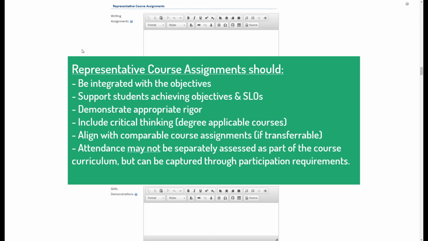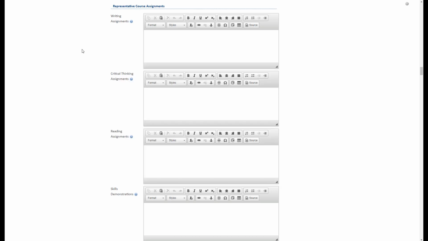Assignments in articulated transfer level courses should be aligned with the types of assignments typically found in comparable courses at the UC and CSU. Attendance is not a part of a course subject matter or a discipline-specific skill, and therefore may not be separately assessed as a part of the course curriculum, though it may be captured through participation requirements or specific in-class activities, assignments, or quizzes.